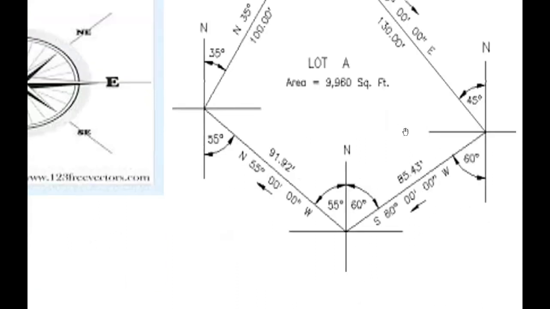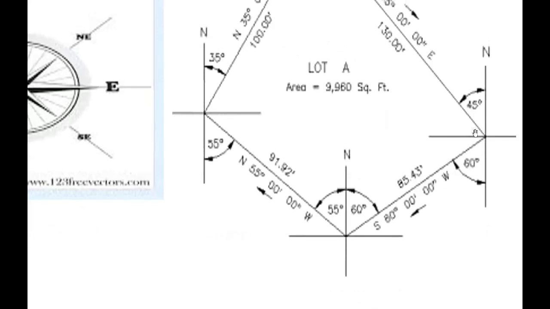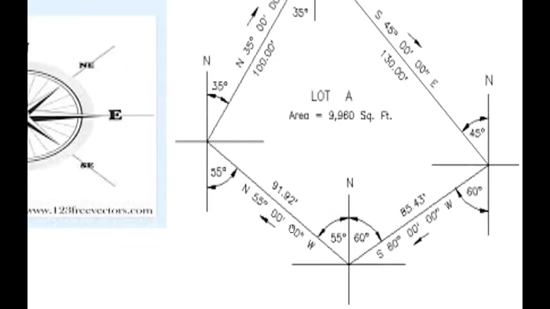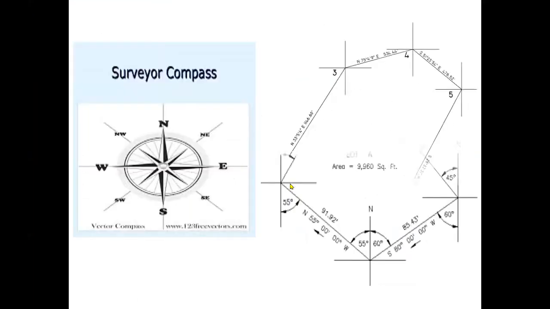All right, the other one would be going this way. The southwest 80 degrees, 0 minutes, 0 seconds, distance 85.43. All right, and then the last one. Northwest 55 degrees, 91.92. Great. All right, so one more example.